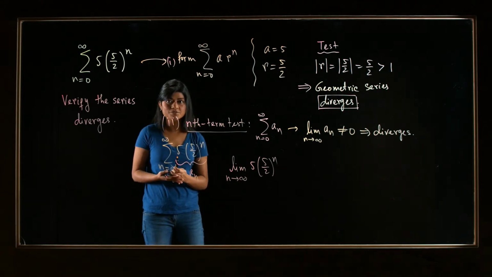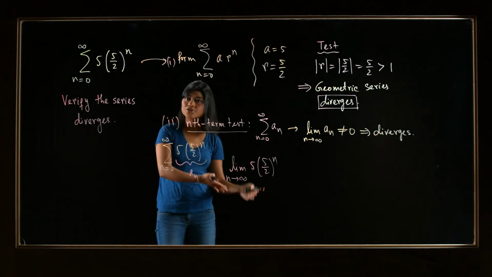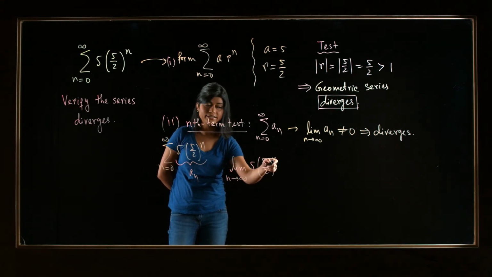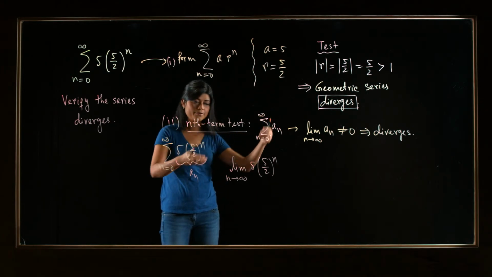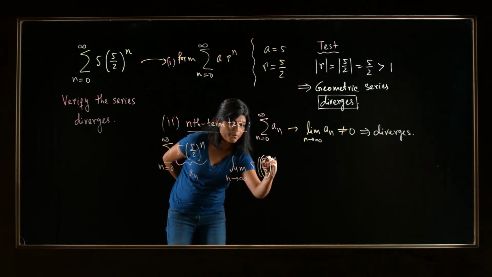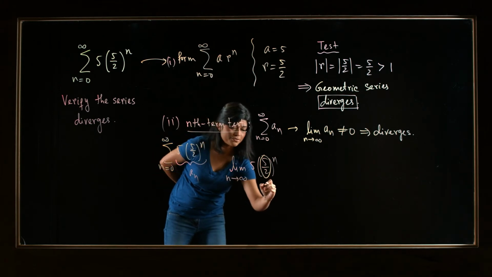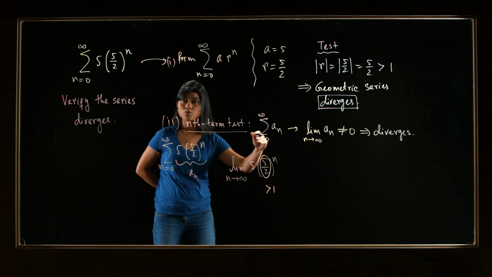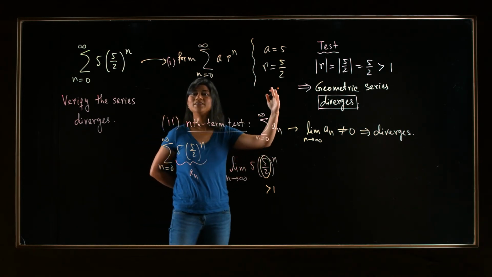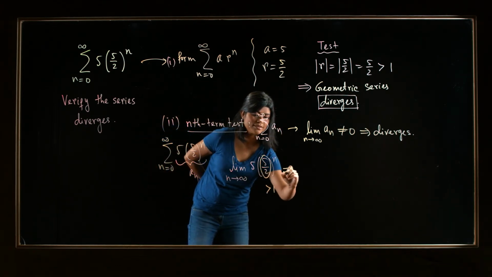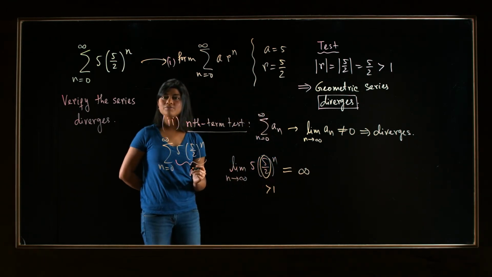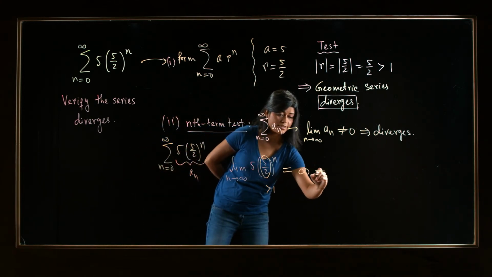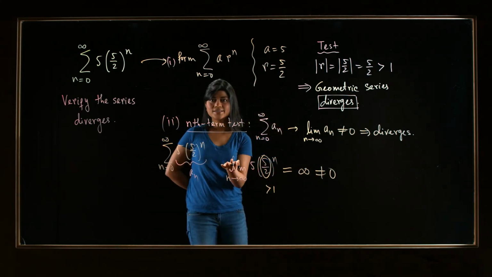Now, what do we know about exponential functions? Either they increase or decrease. Which one is happening for this particular function? n is approaching infinity, so the exponent is getting bigger. But look at this particular number, 5/2. 5/2 is greater than 1. And therefore, when you raise it to a large number, it will keep increasing. That means this limit is going to infinity because it keeps increasing exponentially, and infinity, obviously, is not 0. And so this test can be applied.